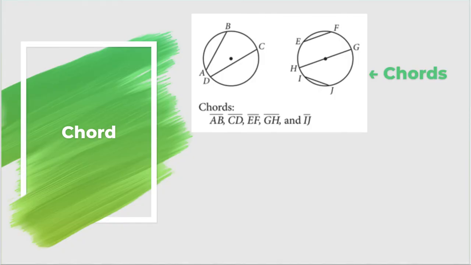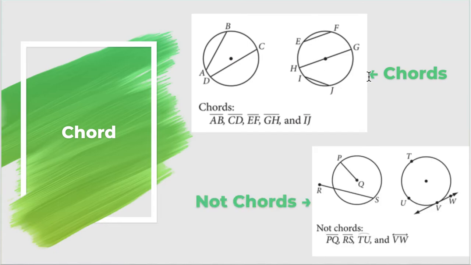All right, now we're going to get into some definitions where I'm going to show you examples of the term and then some non-examples of the term, and then I'm going to introduce you to the term itself. So the first one we have here is called a chord. So here are a bunch of examples of chords. AB is a chord, line segment DC is a chord, line segment EF is a chord, line segment HG is a chord, and line segment IJ is a chord.